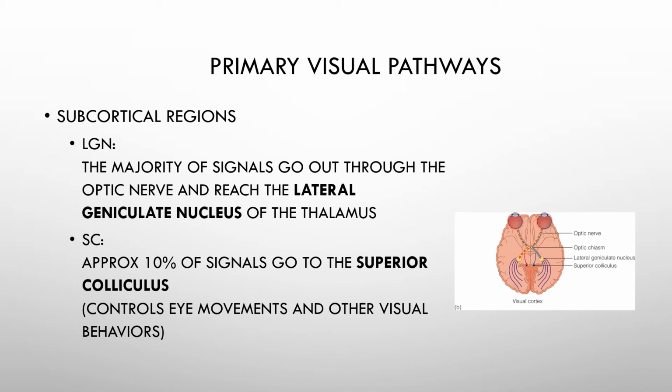Approximately 10% of the signals go to the superior colliculus. So the superior colliculi, we have one in each hemisphere of the brain. They are subcortical structures that are controlling eye movements and other visual behaviors. If you remember me talking early on about the complexity of perception and how difficult it is for us to create a machine that can even navigate its environment.